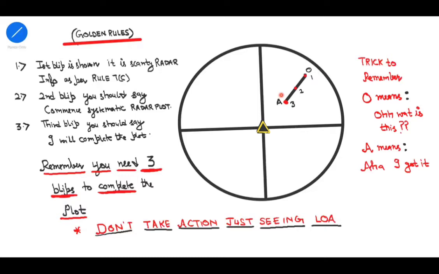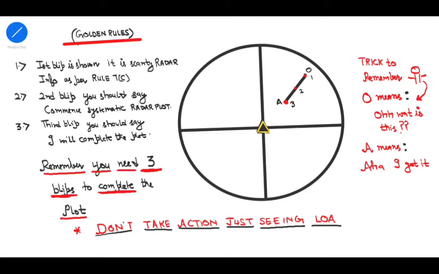Okay, now what is the trick to remember this? If you see O, it means, oh, what is this? As an officer of the watch, you are telling your AB, and you're thinking also, oh, what is this? And once you get A, it means, aha, I got it. Okay, so O means, oh, what is this? So it is just scanty information. And A means, aha, I got it, which means that now you can go ahead and complete the plot.